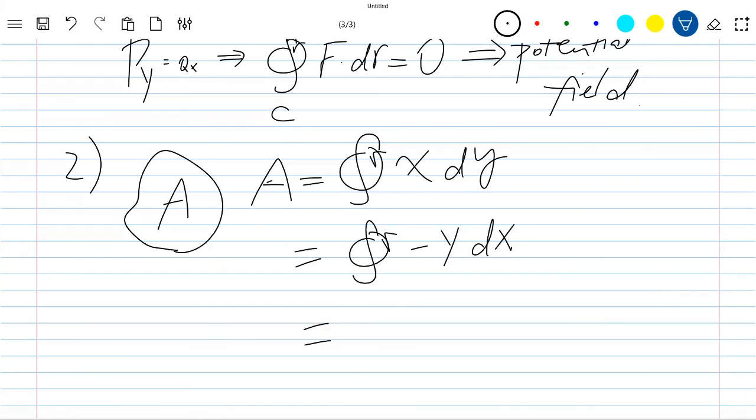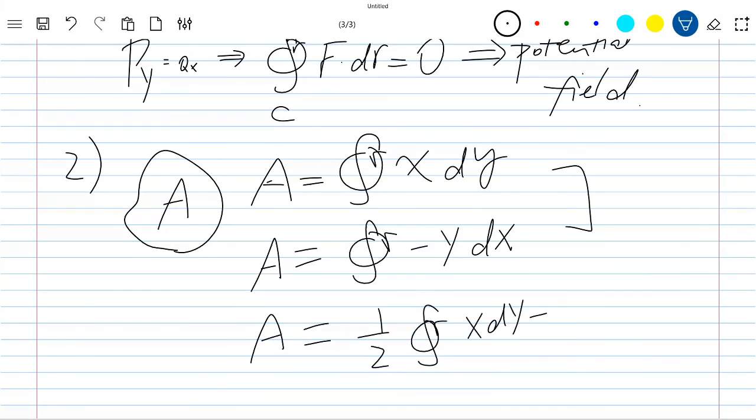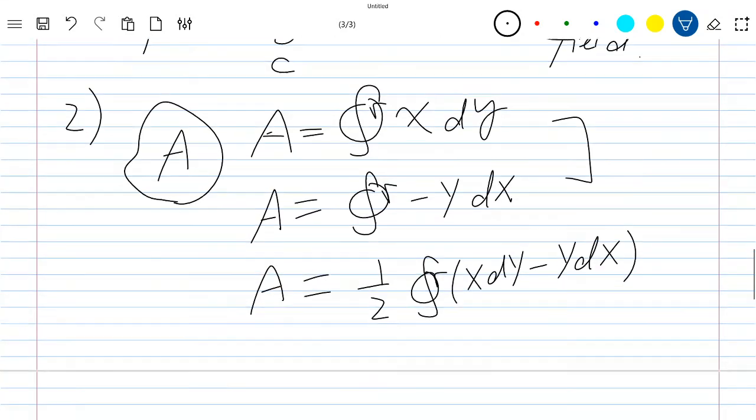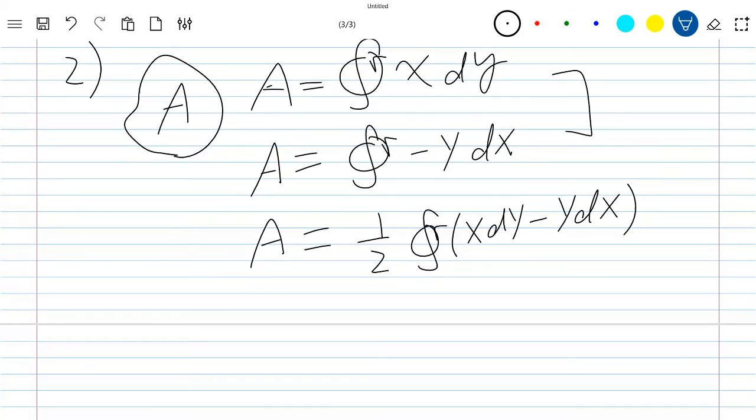And you can even combine them. You can add the right hand sides together, then divide by 2, because they're both the area, right? The x dy minus y dx. Well, you may say, why bother doing this? Well, that's because sometimes the line integral turns out to be the easiest one.